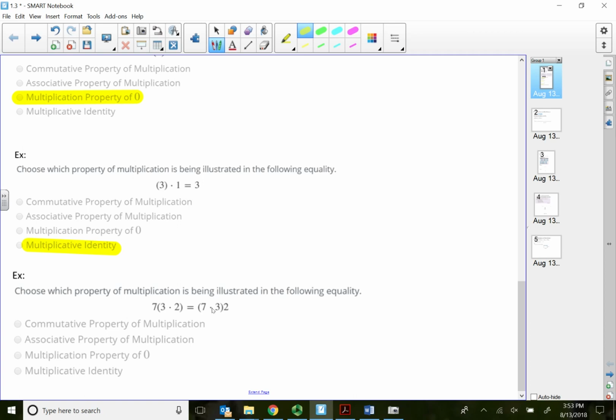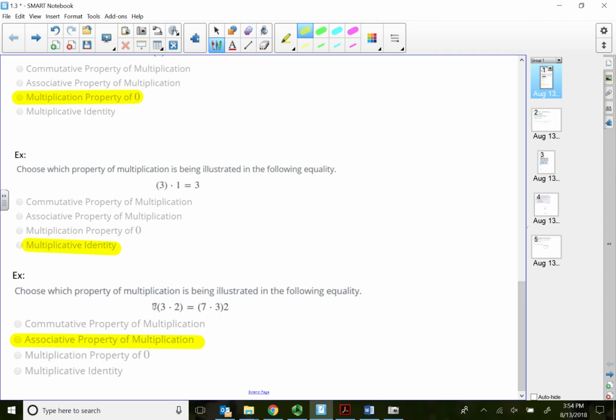Let's see. Left side, 7 times 3 times 2. The other side is also 7 times 3 times 2. So the order has not been swapped. If you look at the left side, it's 3 times 2 first. But the right side is 7 times 3 first. So who I multiply first is changing on both sides. So that tells me it's going to be the associative property. So left side, I do 3 times 2 first. The right side, I can do 7 times 3 first.